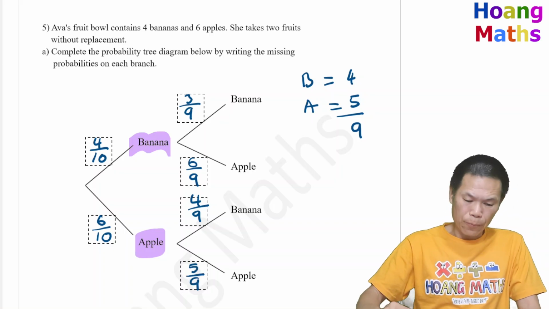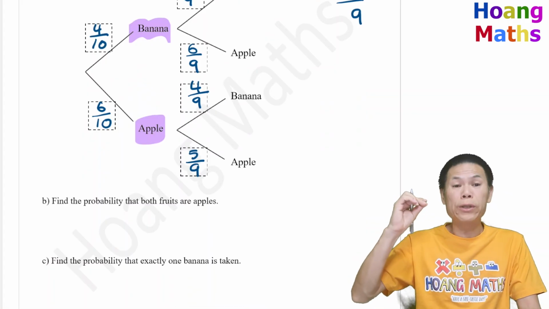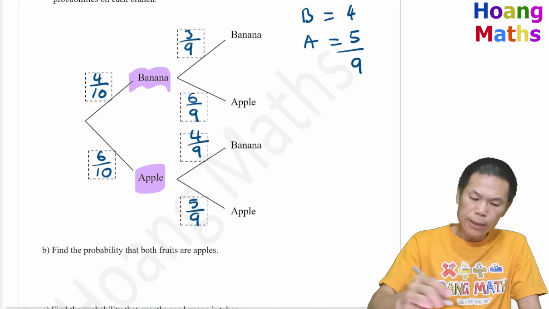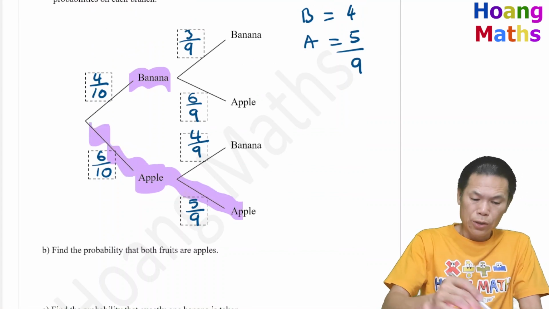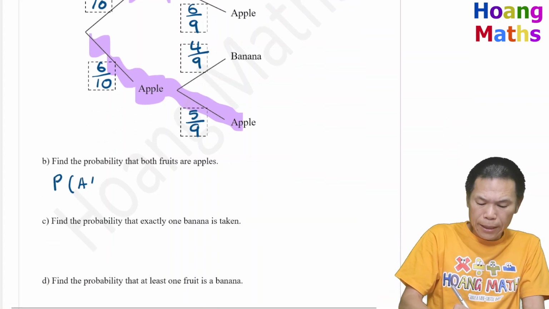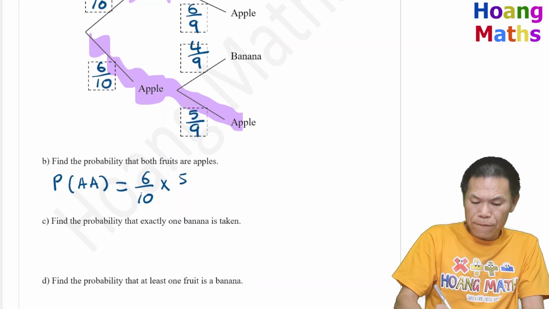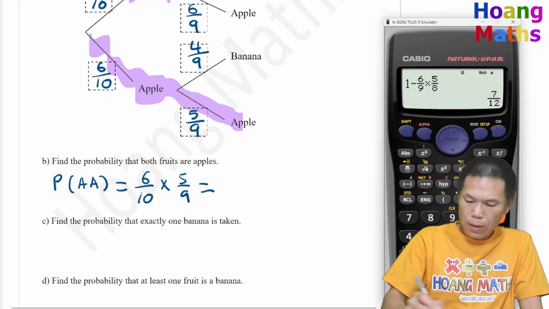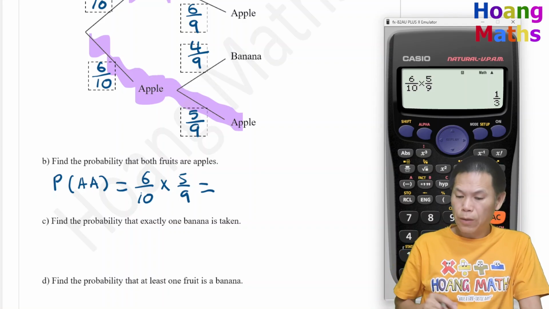So there you go. Now, part B. Find the probability that both fruits are apples. That means apple, apple, this one here. So the probability of AA is 6/10 times 5/9. So I just go 6/10 times 5/9, which is 1/3.